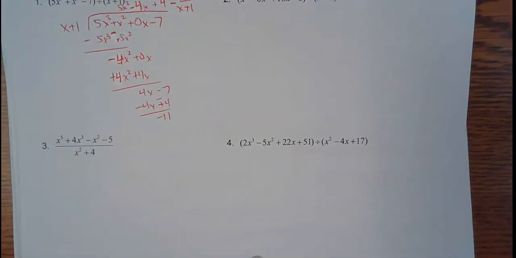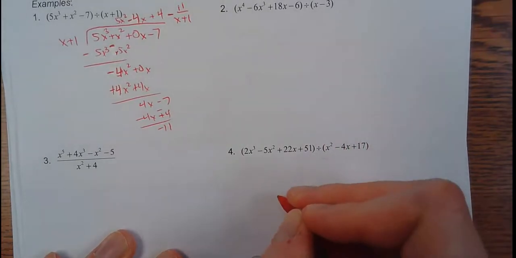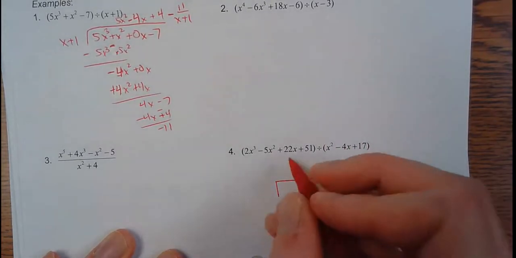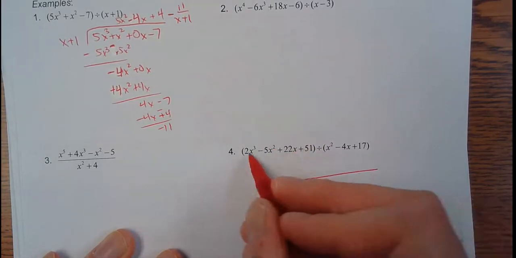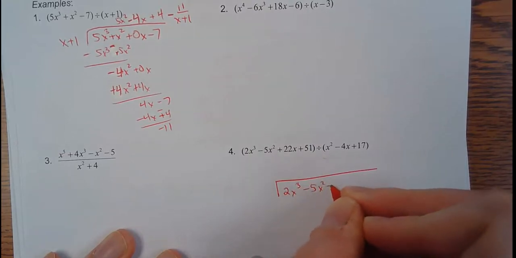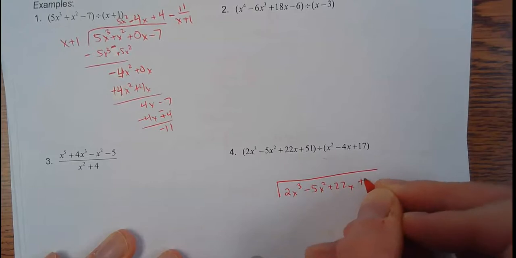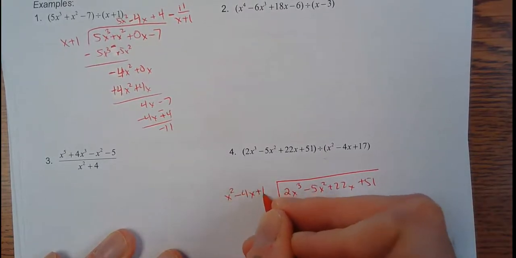Let's see, let's go down to number 4 here. So just save the time of the video here. Look what we're dividing by. We're dividing by a quadratic. Well, we can still do that. So let's fill in here. So we've got a cubed, x squared, x, and so there's nothing missing. So no terms are missing, no space fillers needed. I'm going to divide by x squared minus 4x plus 17.